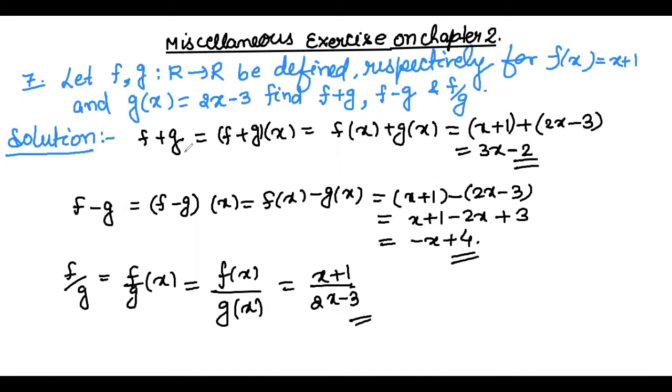So (f + g)(x) = f(x) + g(x). Applying the values, f(x) is x + 1 and g(x) is 2x - 3, and after calculating we get 3x - 2. Similarly, (f - g)(x) = f(x) - g(x), which is x + 1 - (2x - 3), so x + 1 - 2x + 3. So it is -x + 4.